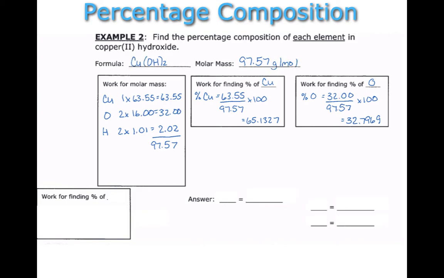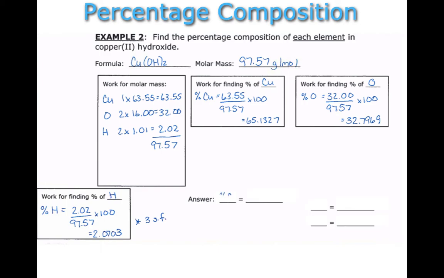The last thing we need to figure out is the mass of the percentage composition of the hydrogen. The hydrogen has a total mass of 2.02 over the entire molar mass of the copper 2 hydroxide. Now in this case, we're only going to have 3 significant figures. So let's pull down our answers onto our answer line.